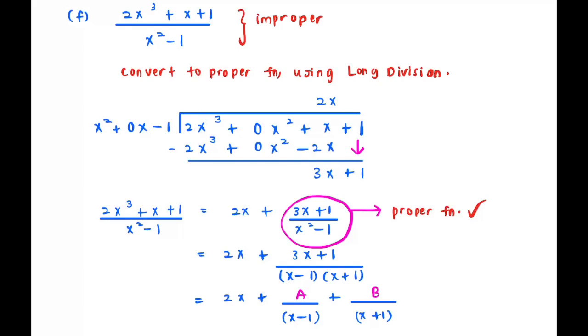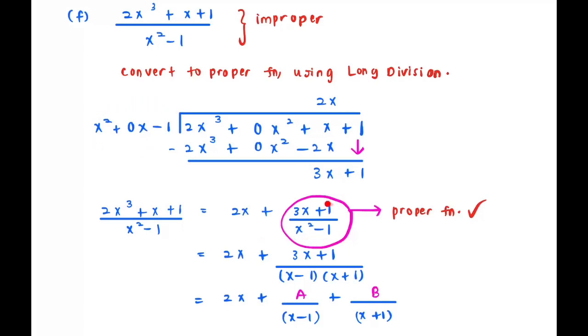Now let's see question F. The power of the numerator is 3. The power of the denominator is 2. Therefore, this is an improper function. So you cannot do PFD yet. You need to stop here and do long division first. After you do long division here, you can write the expression in terms of quotient plus remainder over divisor. So this is it.